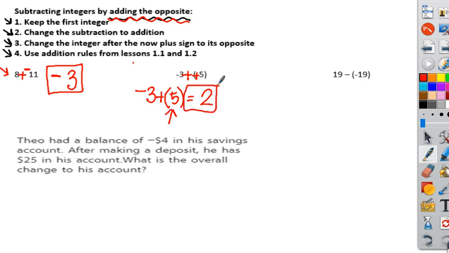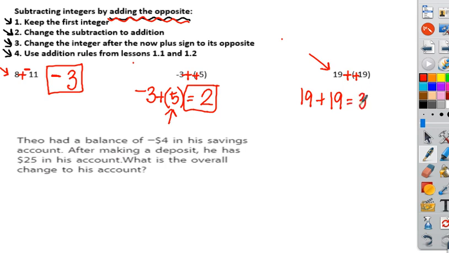All right, and then the next one, 19 minus negative 19. Follow your steps again. Keep your first integer, change subtraction to addition. You're adding the opposite. What's the opposite of negative 19? Positive 19. So you now have 19 plus 19. And what do you get when you add 19 and 19?